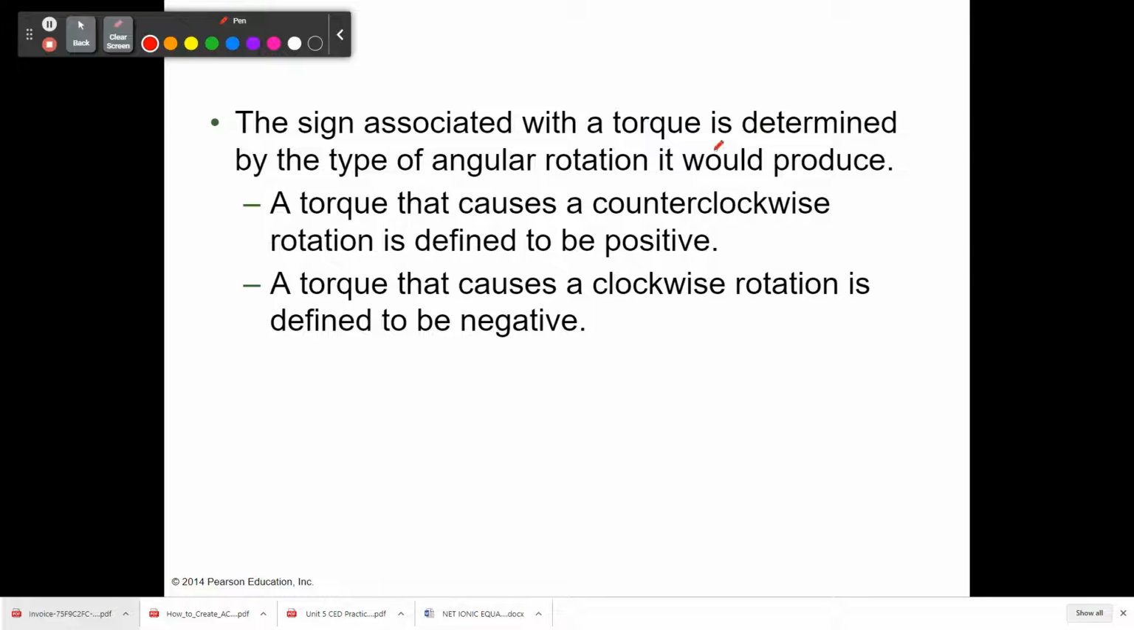The sign associated with torque is determined by the direction in which it rotates. If a torque causes a counterclockwise rotation, then that's said to be a positive torque. If it causes a clockwise rotation, then that's said to be a negative torque. So you want to watch for those terms in your problems, and that will help you determine if your answer should have a positive sign or a negative sign. Counterclockwise is positive for torque, and clockwise is negative.